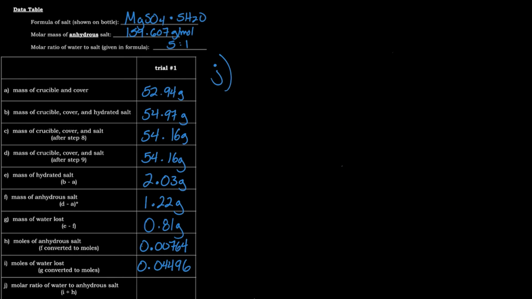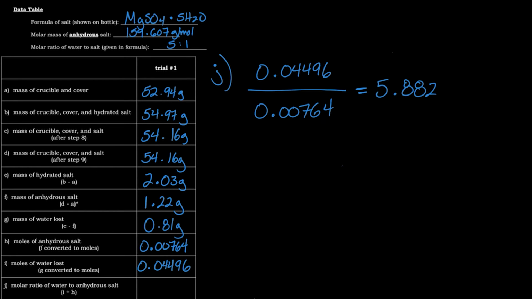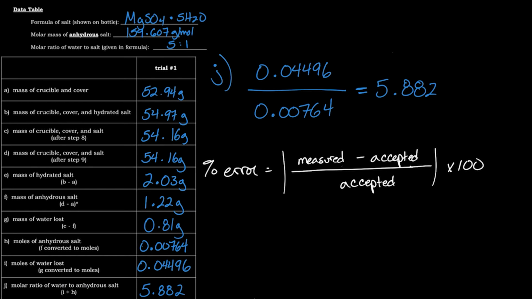Okay, to round it out in row J, we're going to do the ratio between these two molar amounts. We're going to do the moles of water on top, and then the moles of anhydrous salt on the bottom. And in my case, it comes out to 5.882. And notice through all of my data here that I am rounding for sig figs through the whole process. Once we have that calculated or measured mole ratio, we can do our percent error.